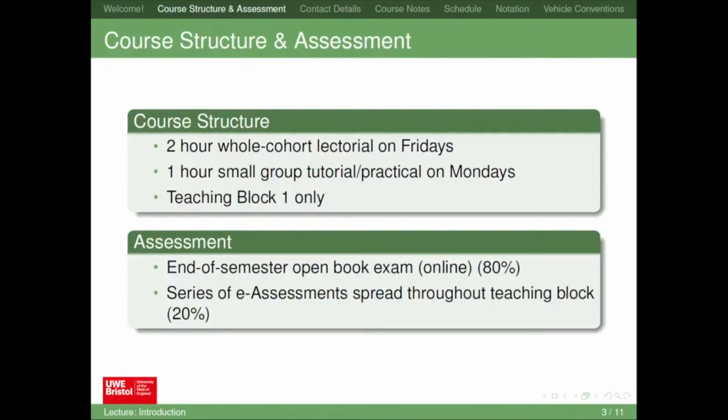The details of those things will be released in due course. But like I said, there's going to be a few. I don't know quite yet how many, probably 3 or 4 online e-assessments. They're going to focus on the various sections as we move through.